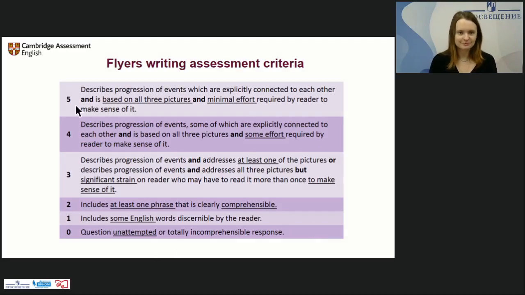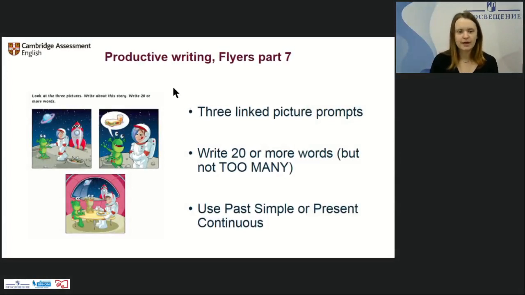Let's have a close look. So this is the task we're talking about. There are 3 pictures. They have to write a short story. The story should be 20 or more words, but not too many, because they will just waste time and have a chance to make more mistakes. They're expected to use past simple or present continuous. So let's have a look.